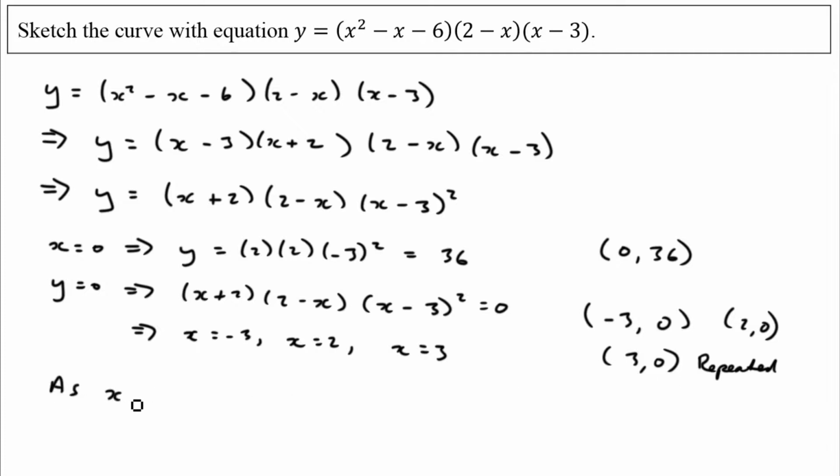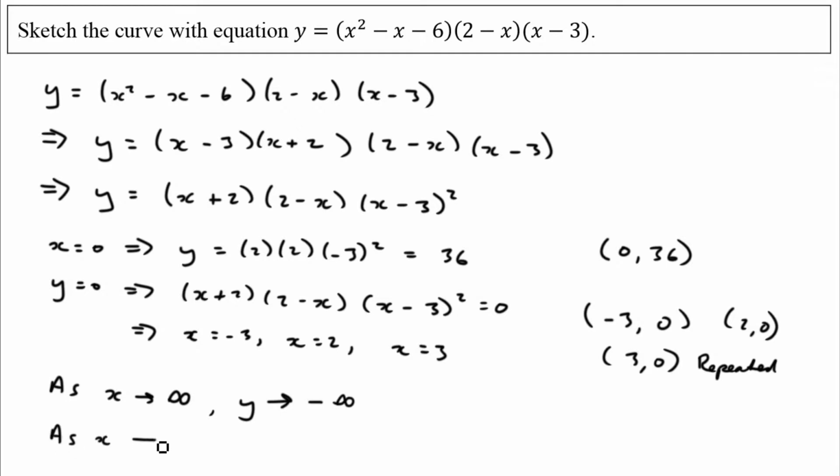As x tends to infinity, what happens to y? Well, let's look at our factorized form. This first bracket will be a large positive number. This second bracket will be a large negative number because we're subtracting the large positive x from 2. It doesn't really matter what happens inside this bracket because we're squaring it, so this bit will be positive. So the whole thing, positive times negative times positive, is going to be a large negative number. The y is going to tend to negative infinity.